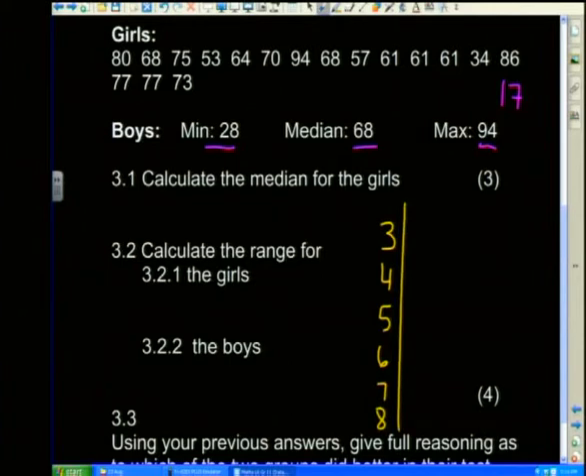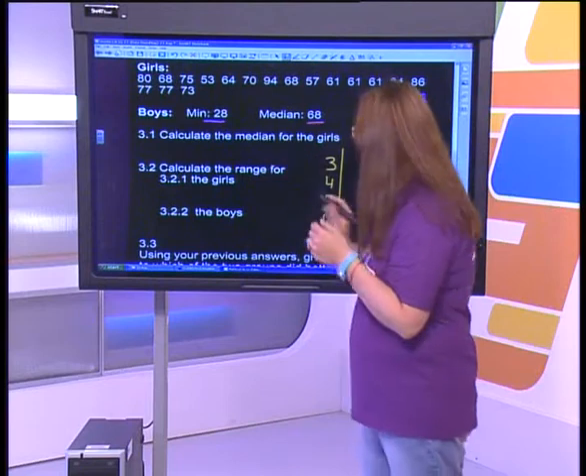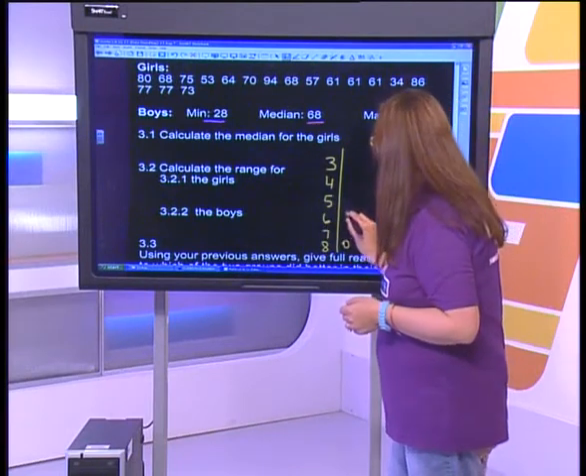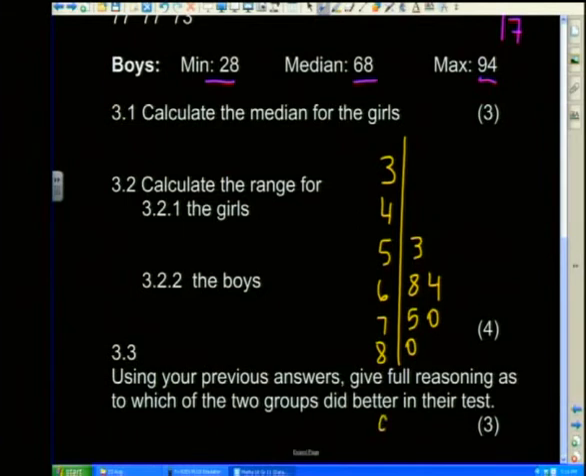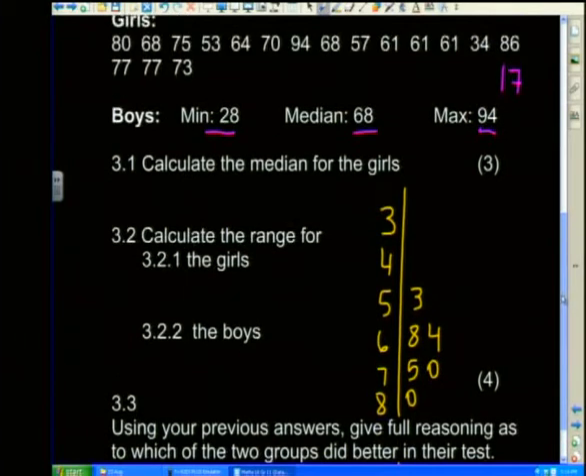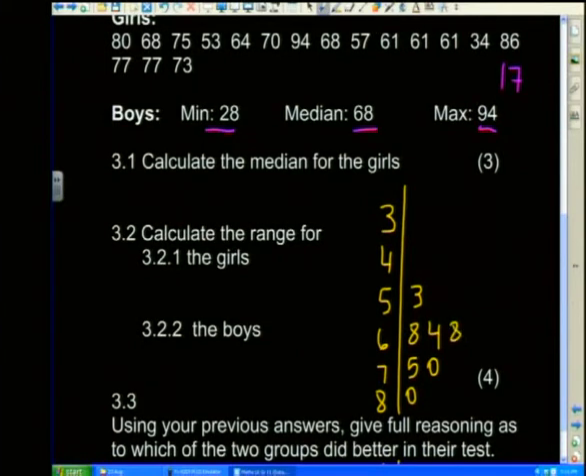Right, and then I go through these numbers in order, because I know you guys tend to look for the smallest and then look for the next one, and I like to go through them in a methodical order. So 80, I put it 8 there, we've got 68, I've got 75, 53, 64, 70, 94. I do need a 9, I'm going to do it over here. 94, 68, 57, 61, and I just look at all the numbers, 61, another 61, 34, 86, 77, 77, and 73.